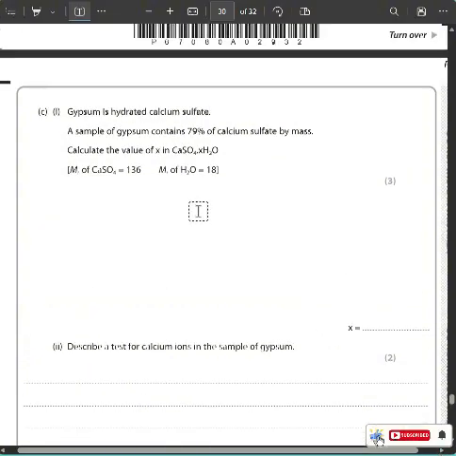Okay, gypsum is hydrated calcium sulfate. A sample of gypsum contains 79% of calcium sulfate by mass. Calculate the value of X in CaSO4 with X number of water.